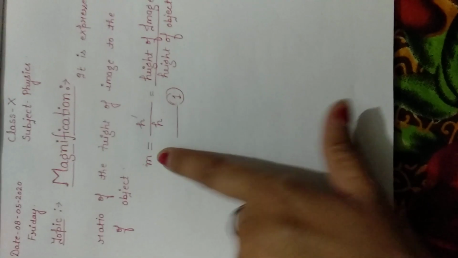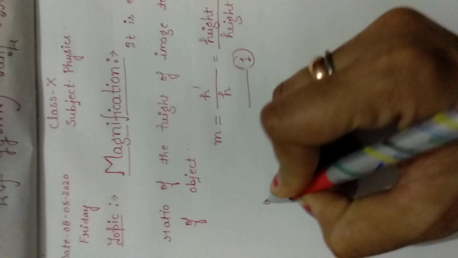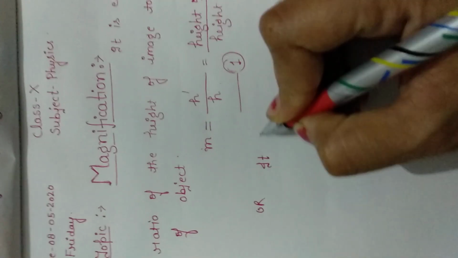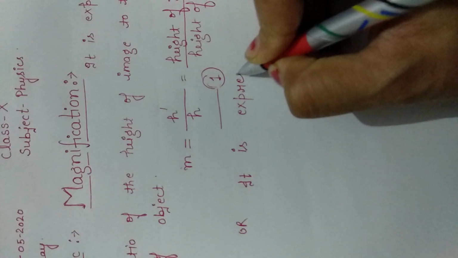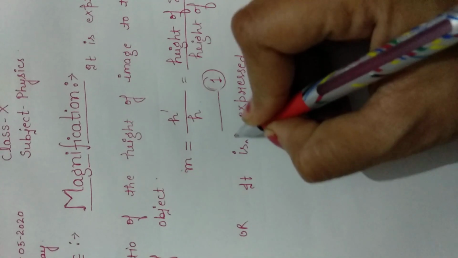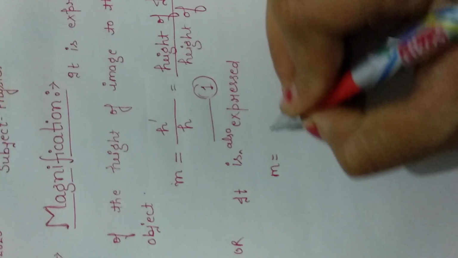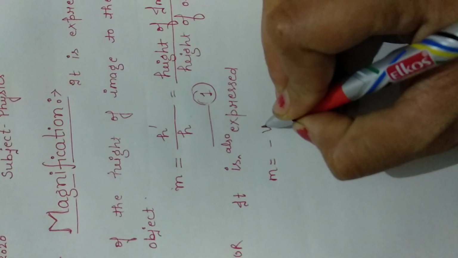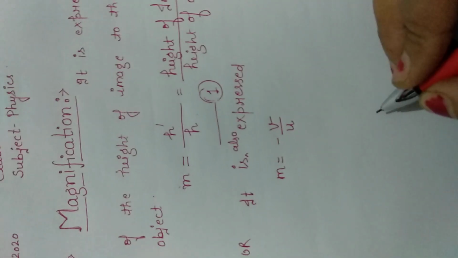As you have written here, magnification is correlated with h dash and h. So the magnification can also be expressed as the ratio of the negative of the image distance v to the object distance u.